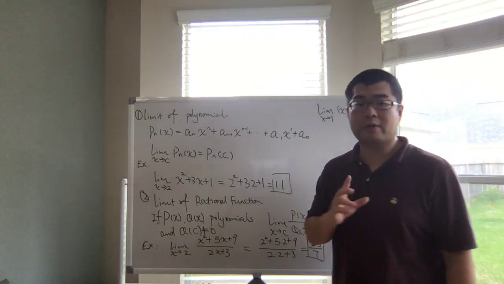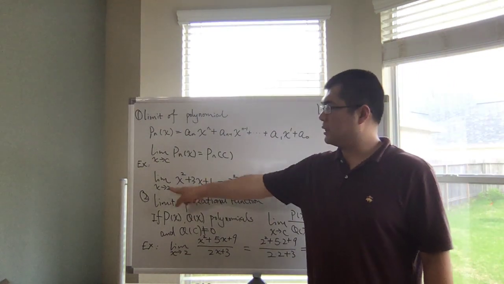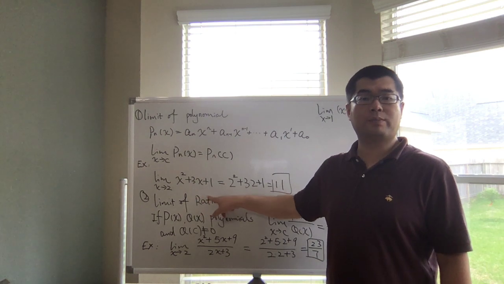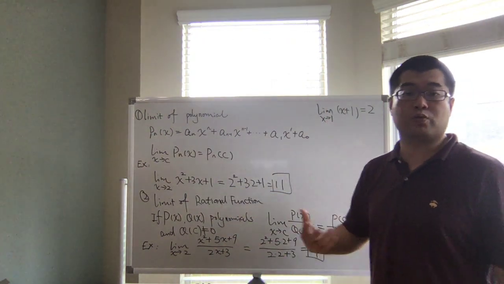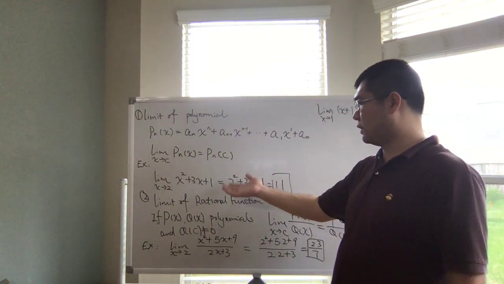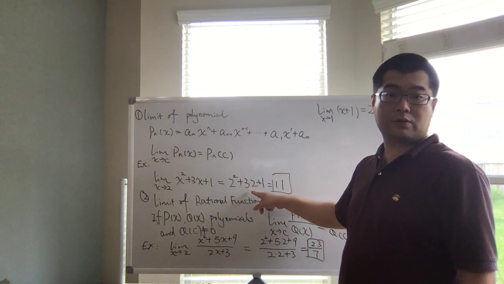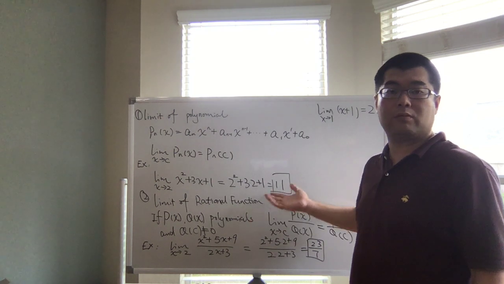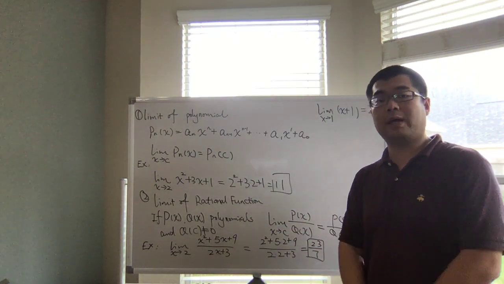Let's look at one example here. I'm asking to figure out the limit as x approaches 2 of x squared plus 3x plus 1. This is a polynomial, actually a quadratic polynomial. So what we do is we just substitute x with 2. We have 2 squared plus 3 times 2 plus 1, which is 11. Fairly easy, right?